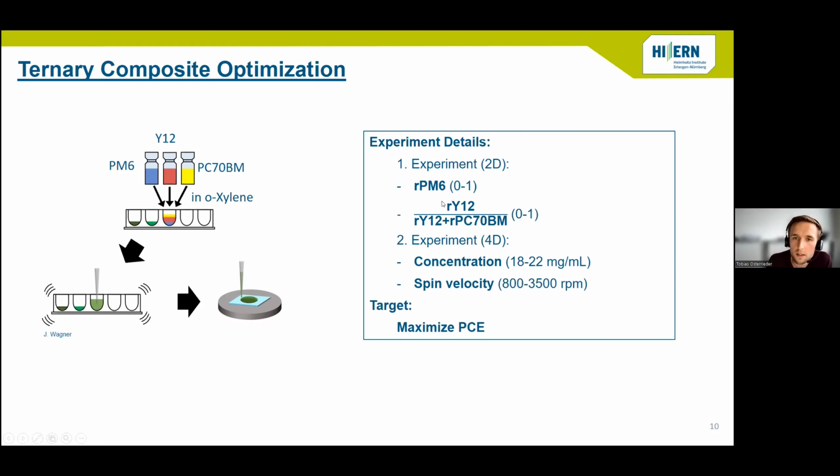The first parameter is the ratio of the PM6, and the second parameter is the ratio of the one acceptor Y12 over the total share of the acceptors. Both of them could vary between 0 and 1 because we wanted to see how it works on the whole parameter space. For the 4D experiments, we also took those two parameters, but we added also the concentration and the spin velocity. For the 2D experiments, those two were fixed. And the target was quite simple. We just wanted to achieve the best PCE.